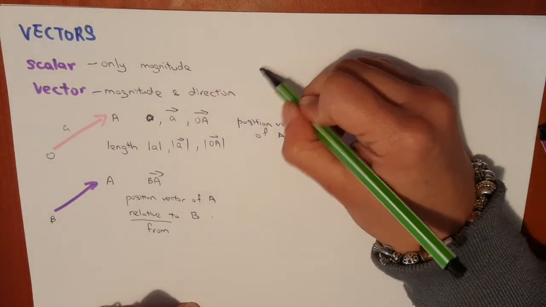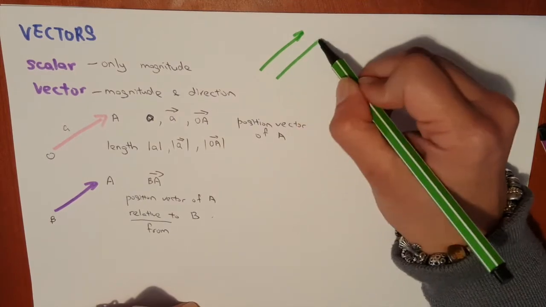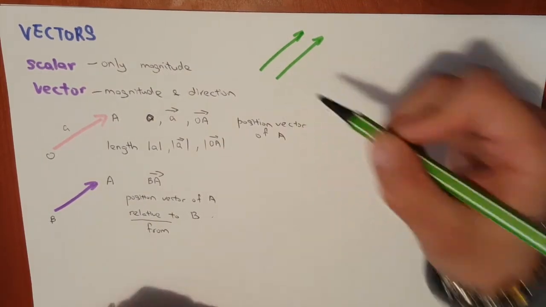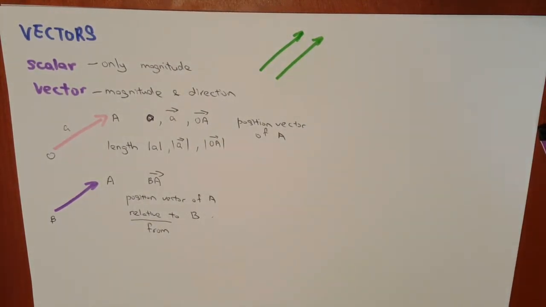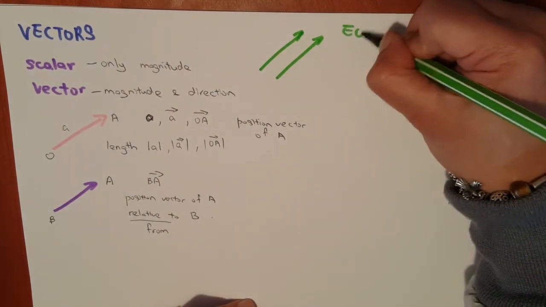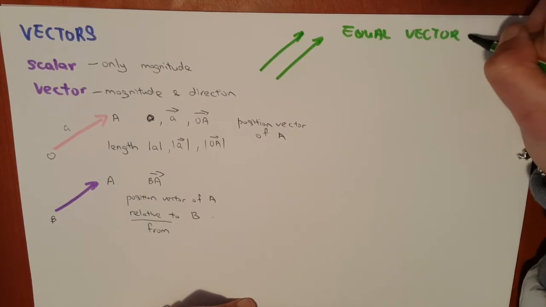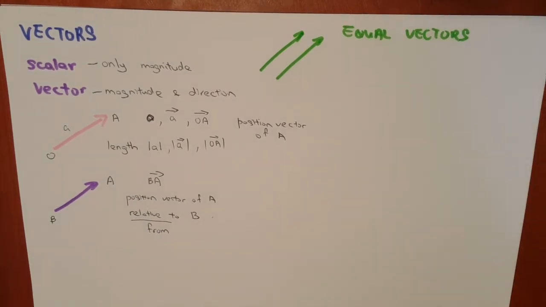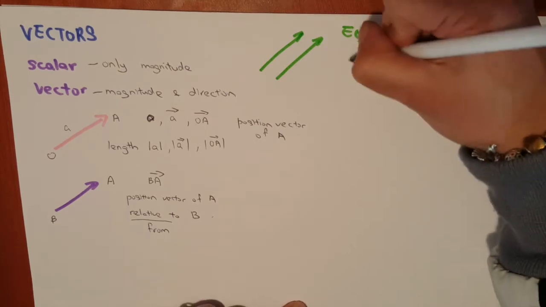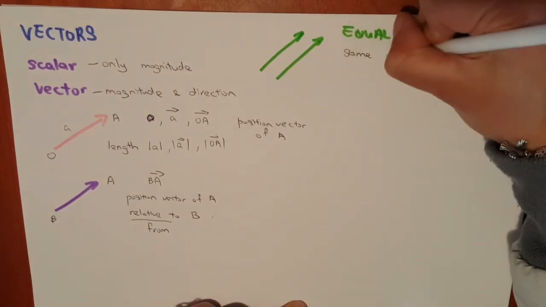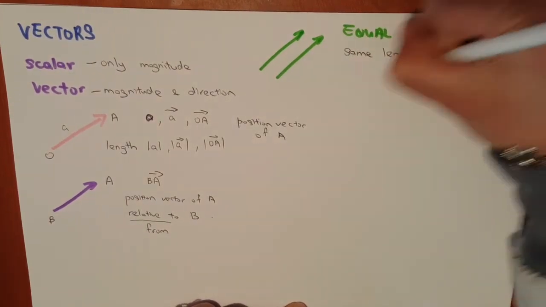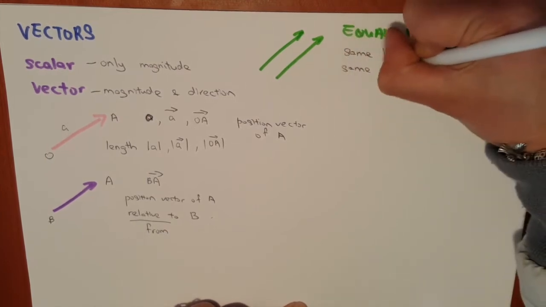Other than that, we have to understand the idea behind equal vectors. Let's say I have two vectors and they have the same length and the same direction. We call these equal vectors. You need to keep this in mind later when we are solving questions, because if we want to prove that two vectors are equal vectors, they need to have the same length and they need to be in the same direction.